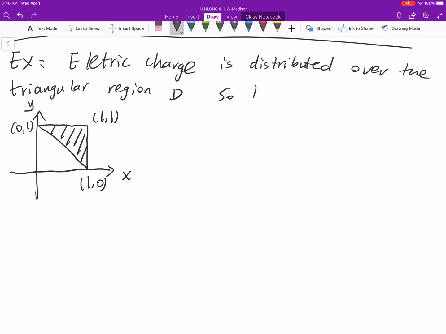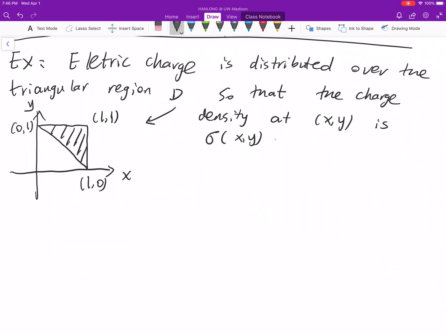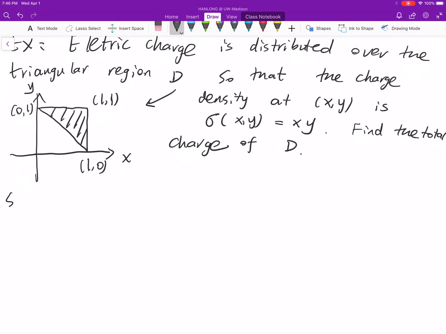And so that the charge density at the point (x, y) is sigma(x, y) equals x times y. So the problem is to find the total charge of D. Okay, now first let's turn this problem into a calculus problem.